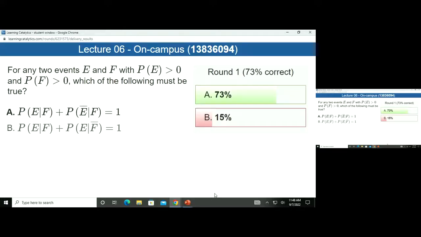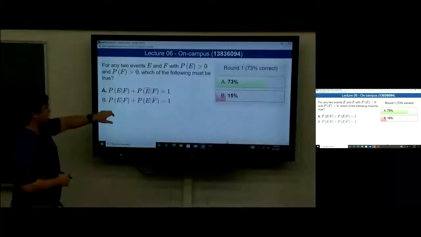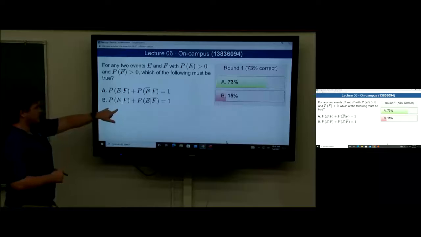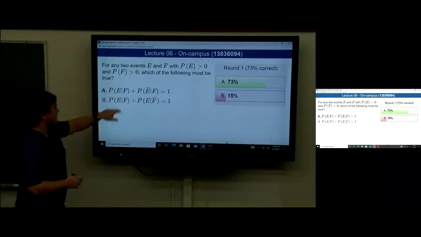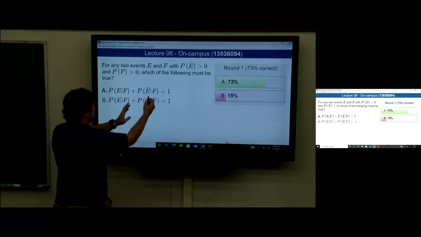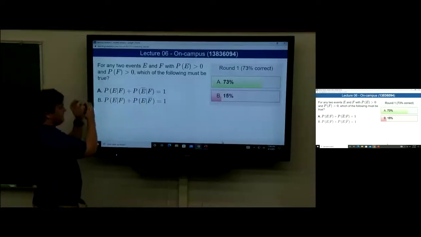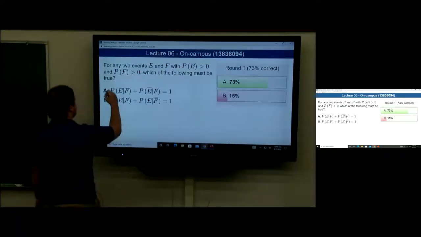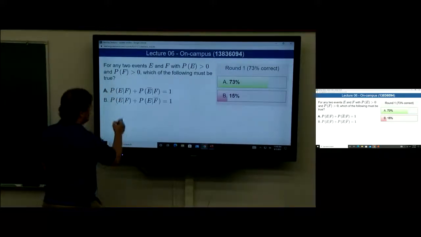A is clearly the correct answer, and this one is clearly not, because if you take these two probabilities, they could add up to, in the worst case, 2. But with this one, when you condition on an event F, the probability of an event E and its complement has to add up to 1. So this is the correct answer.